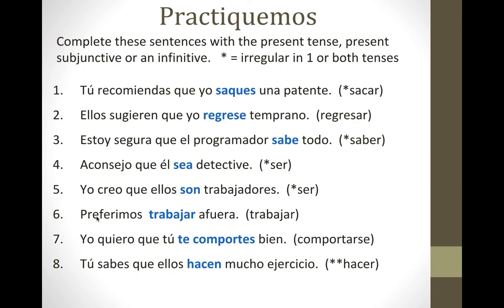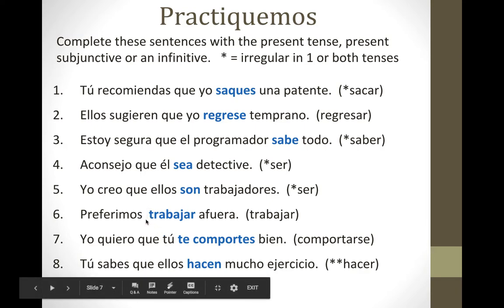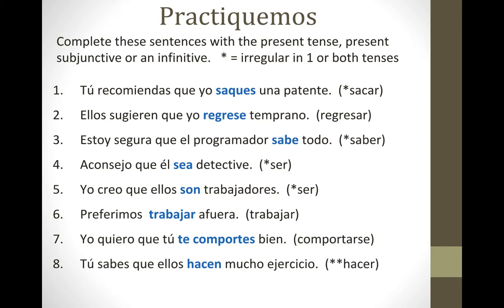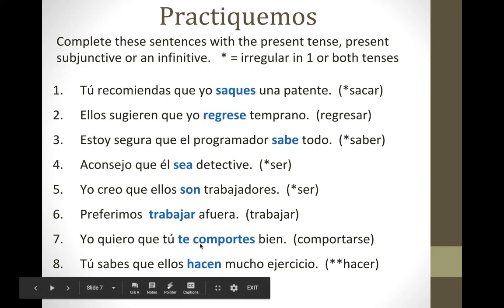Number 6, we prefer to work outside. We prefer that we work outside. There's no change of subject here. There's no que. So you need an infinitive. Preferimos trabajar afuera.